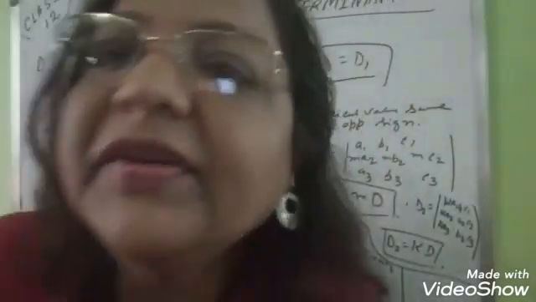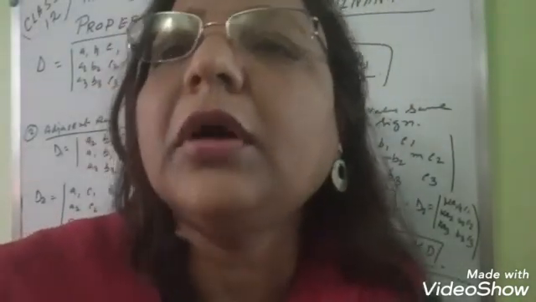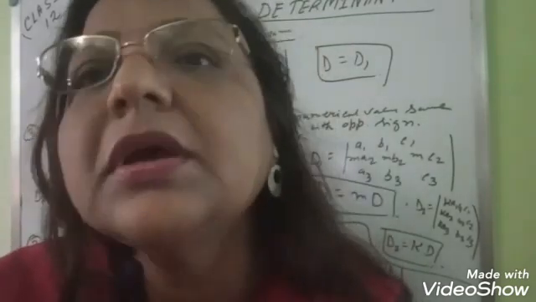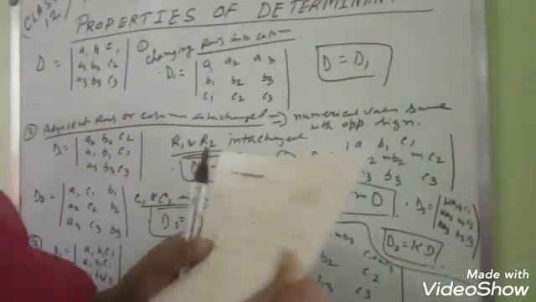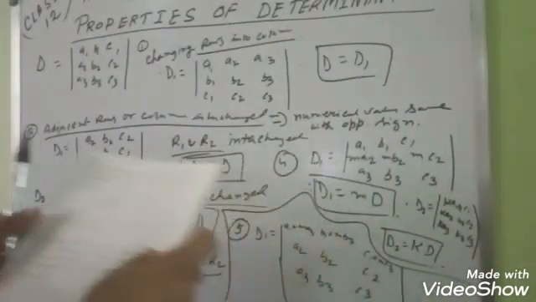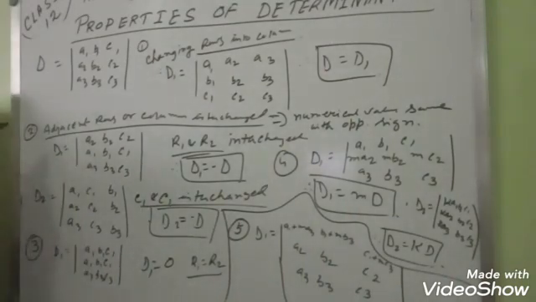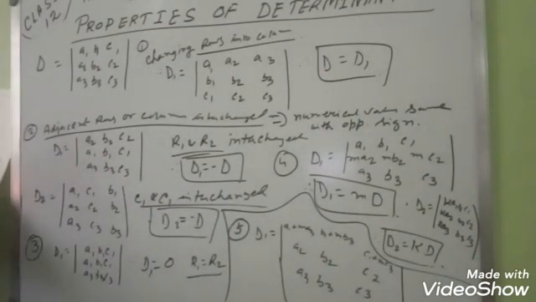Okay, class 12. The next session is for properties of determinant. What are the properties? Okay, let us explain the properties. Now, the first point is, if two rows or two columns of a determinant are identical, then the value of the determinant is 0.